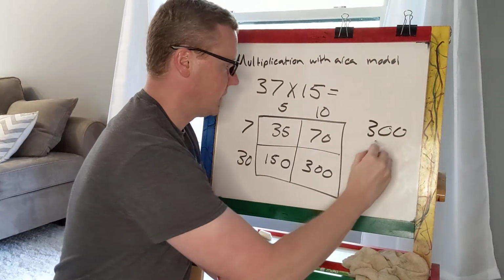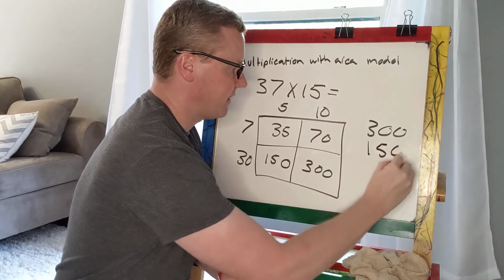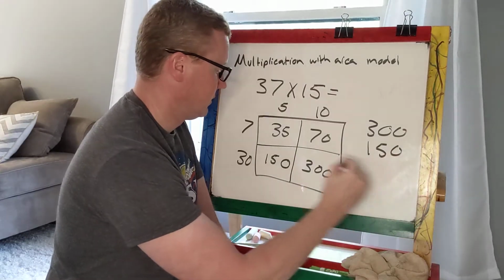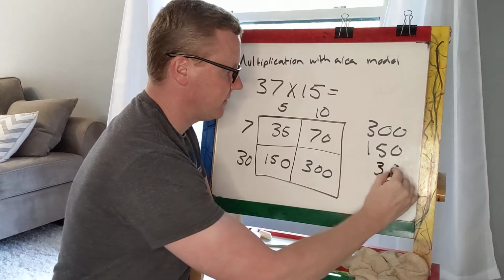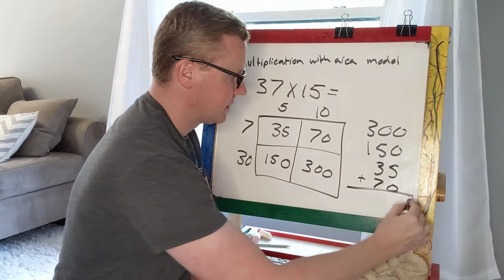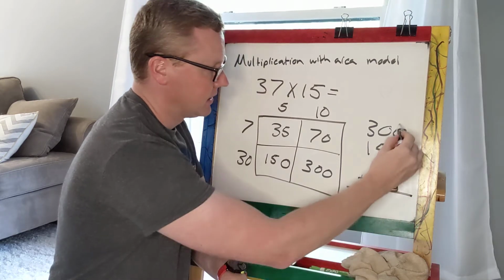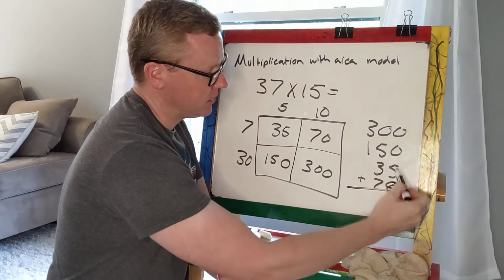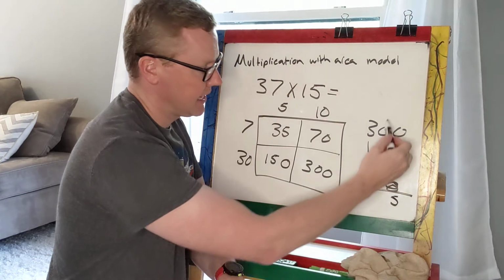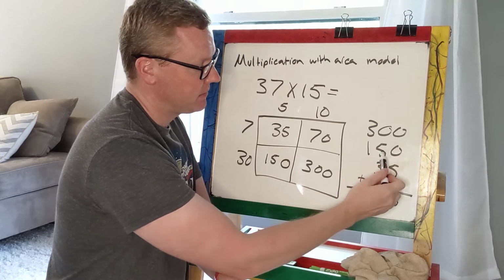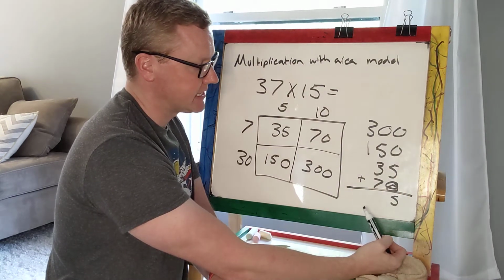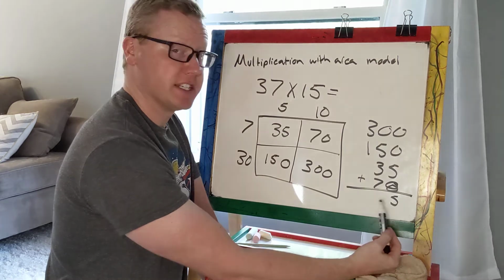300 plus 150. Make sure your place values are lining up as you do it. Plus 35 plus 70. That's a 70. Add up my 1s. 0 plus 0 plus 5 plus 0 is 5. Add up my 10s. 5 plus 3 is 8. Plus 7 is 15.